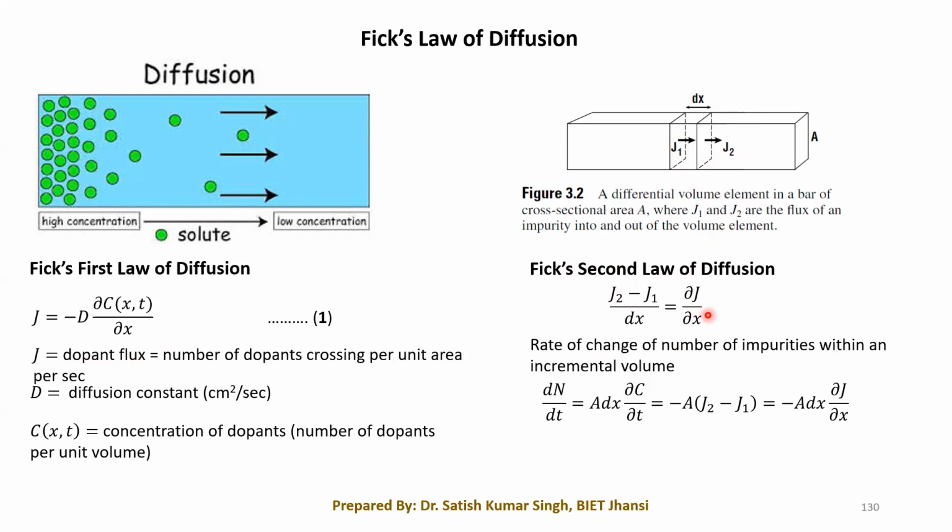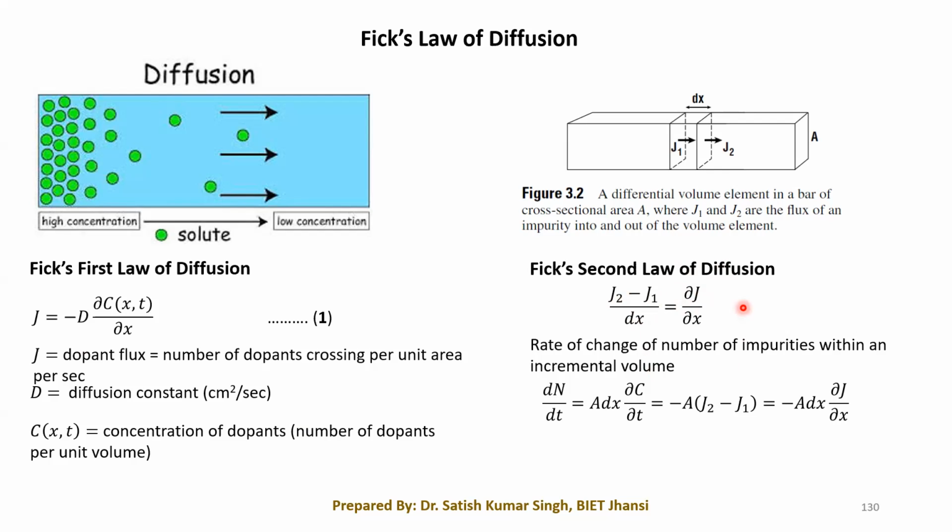Fine. So once we calculate this ∂J/∂x, you must be thinking that we are writing it like a normal derivative, which can be written as dJ/dx, but you remember that J is also a function of time. So it is not just a normal derivative. It should be a partial derivative because J is also a function of time. So for J2 minus J1, we can write this equation as ∂J/∂x.